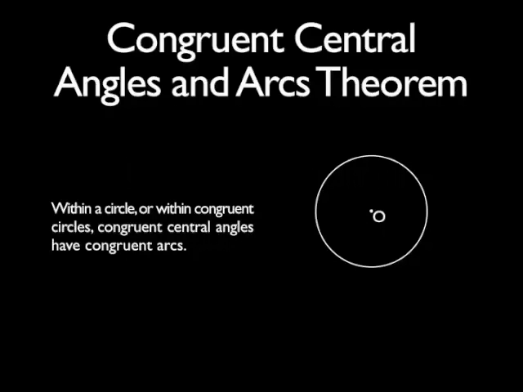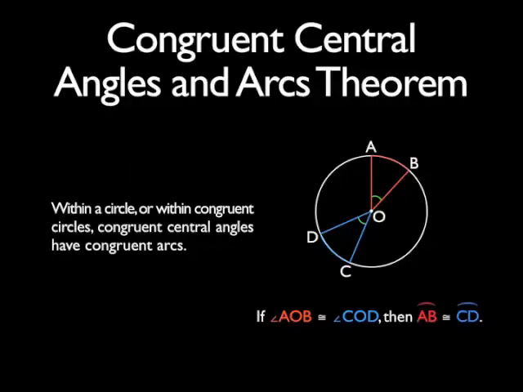This tells us that within a circle or within congruent circles, congruent central angles have congruent arcs. In other words, if angle AOB is congruent to angle COD, then arc AB is congruent to arc CD. For the proofs, I'm just going to quickly go through an outline because we don't have much time with these videos because there are so many theorems. This one is easy to prove.